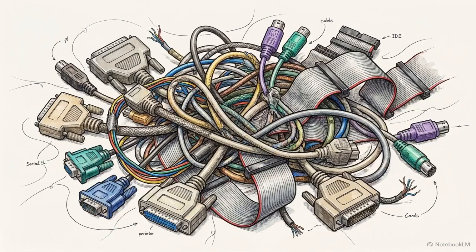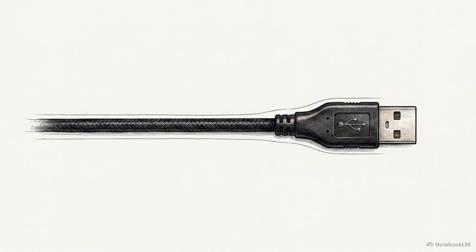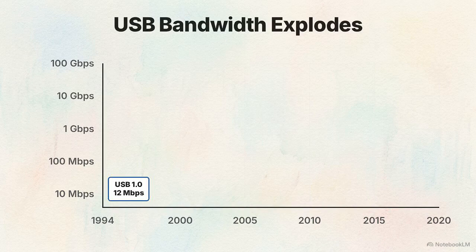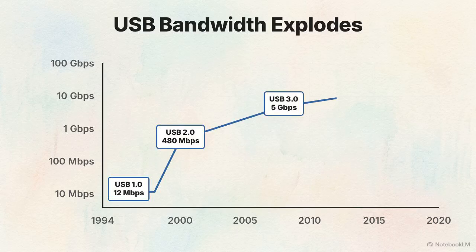Let's look at the data domain. For decades, peripheral connections were highly fragmented until the Universal Serial Bus, or USB, standardized the pipeline. This chart tracks the exponential growth in USB bandwidth over time. We start in 1996 with USB 1.0, transferring at up to 12 megabits per second, and scale rapidly to 2019, where modern USB 4 hits up to 40 gigabits per second.